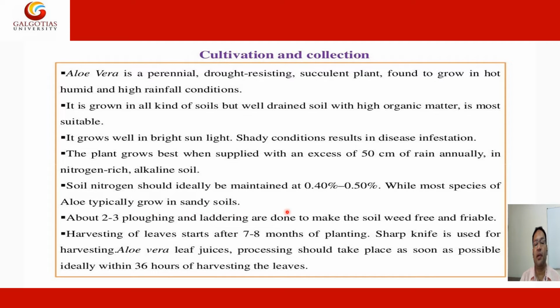Soil nitrogen should be maintained at 0.40 to 0.50, while most species of aloe typically grow in sandy soil. About 2 to 3 ploughings and laddering are done to make the soil weed free and friable. Harvesting of leaves starts 7 to 8 months after planting. A sharp knife is used for harvesting. Aloe vera leaf juice processing should take place as soon as possible after harvesting of the leaves.